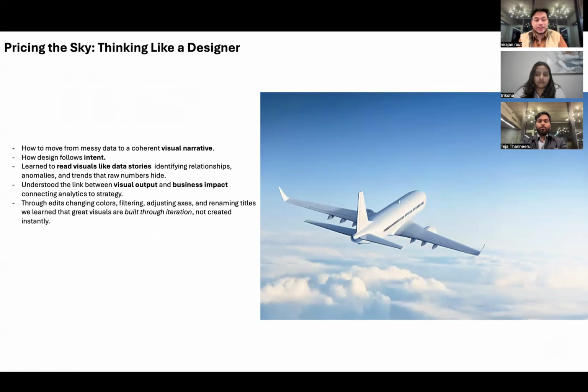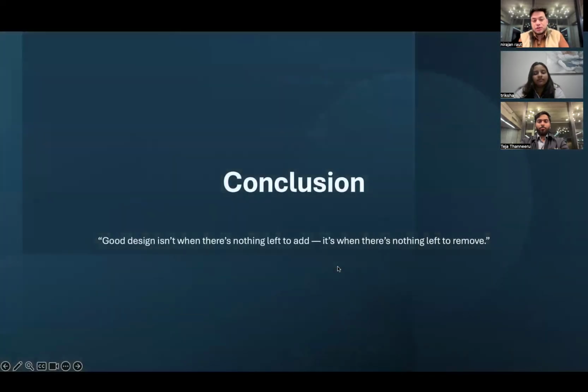Through various edits, changing colors, filtering, adjusting axes, and renaming titles, we learned that great visuals are built through iteration, not created instantly. So in conclusion, we learned that good design isn't when there's nothing left to add, but when there's nothing left to remove. So that was us.